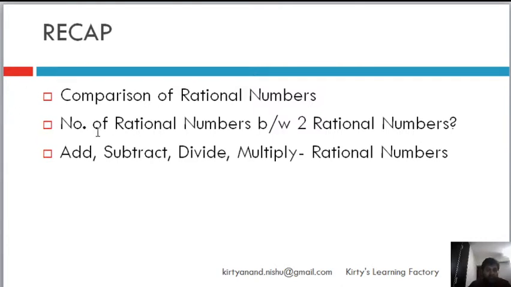In the last class we studied comparison of rational numbers. If you remember, I have made 2 tutorials on rational numbers, and the last one was the second of it. In that we covered comparison of rational numbers, and we figured out that there are infinite rational numbers between two rational numbers, and then we learned to add, subtract, divide, multiply, which was nothing new.